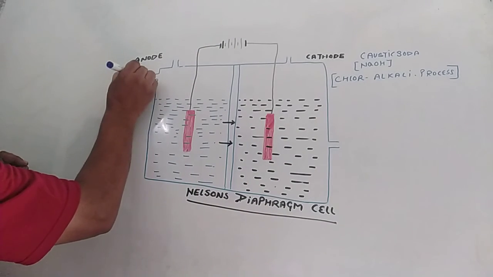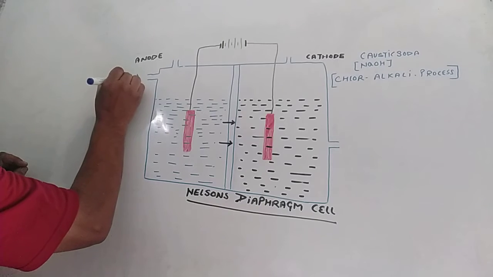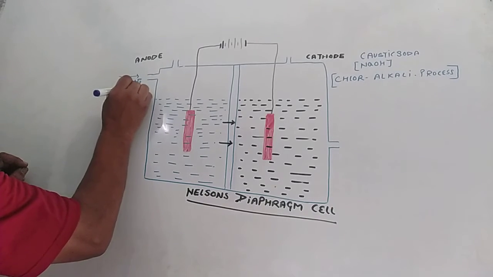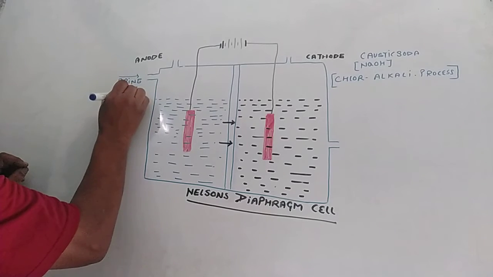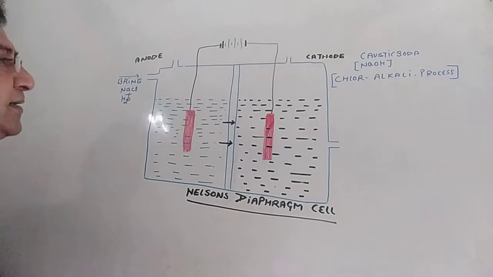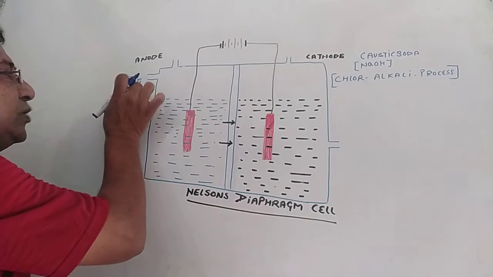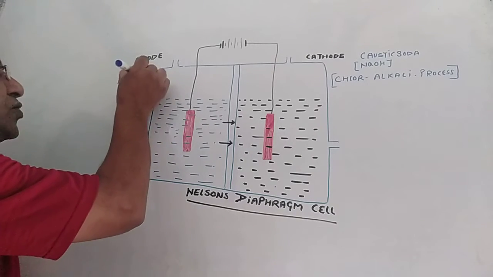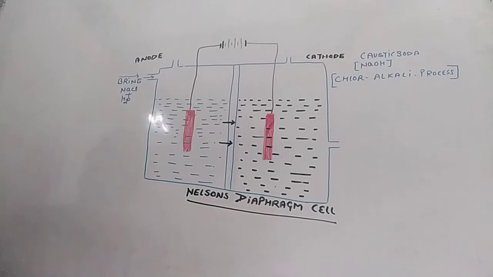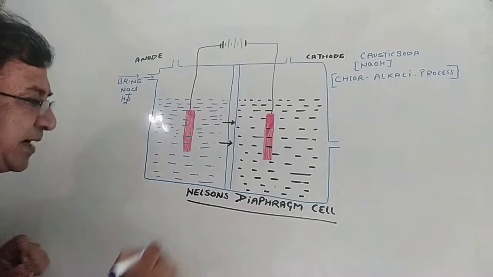This is the end from which we add brine. What is brine? It is an aqueous solution of sodium chloride plus water. It is being added into it, right? When we add sodium chloride and water, it is called brine. So brine is being poured into the first chamber, and then electricity is passed.